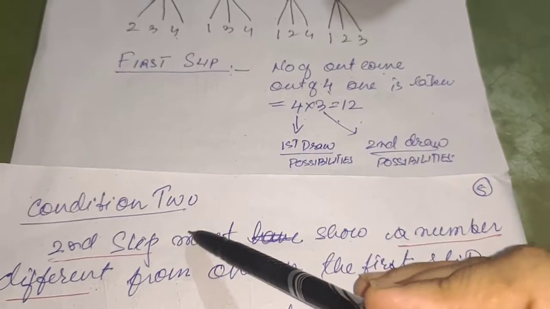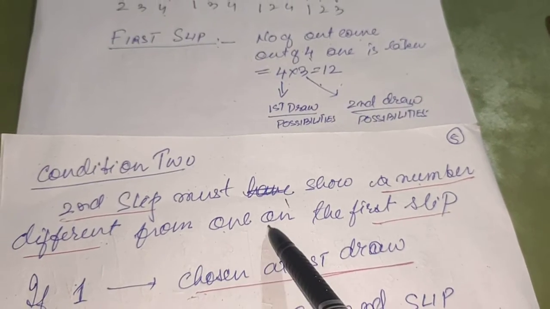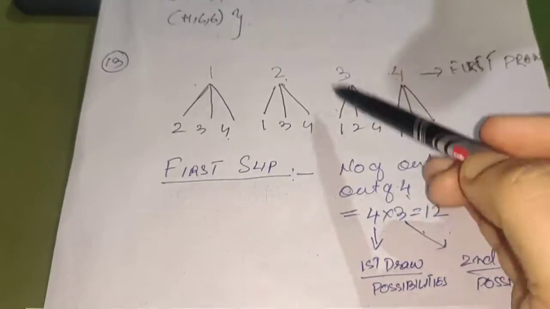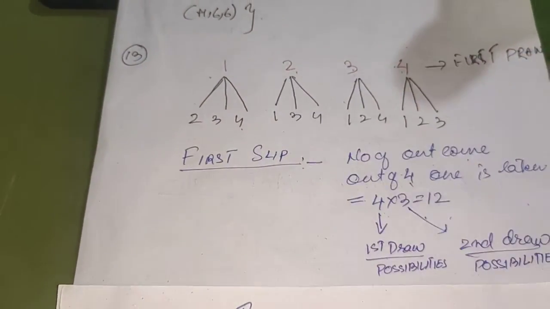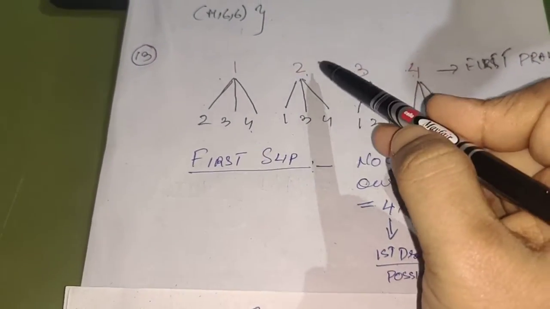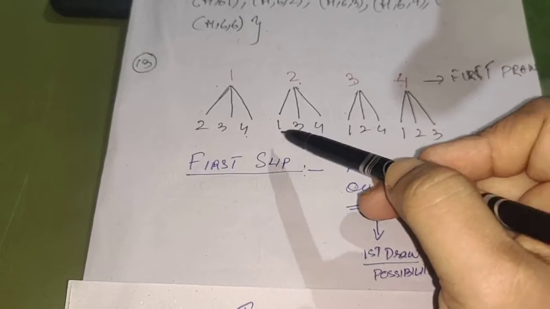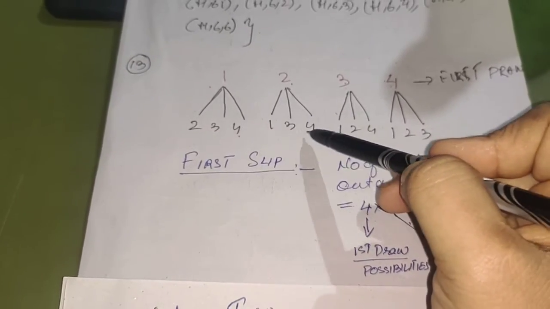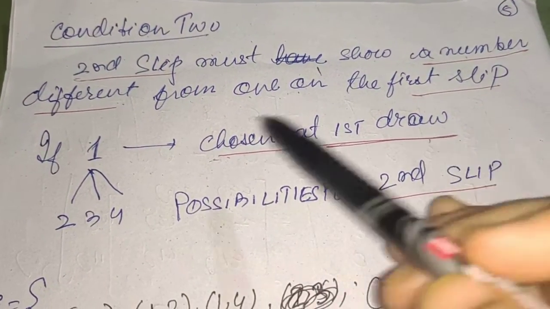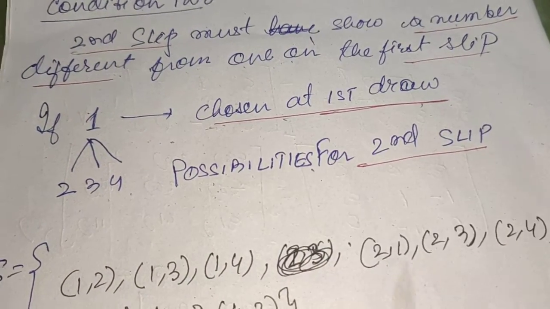Now you can see the second condition says that the second slip must show a number different from the first one. Because if you take one slip and keep it outside, since you cannot replace it, then suppose the slip is 2, then 2 is outside the urn and there will be no more 2 in the basket. So you have to choose one from these 3. For example, if 1 is chosen for the first draw, then 3, 4 and 2 are left behind. These are the possibilities for the second draw.